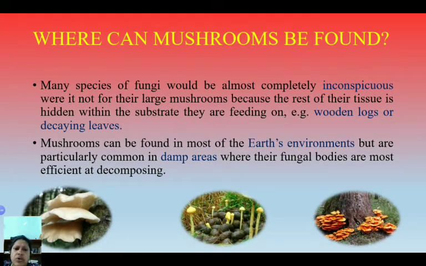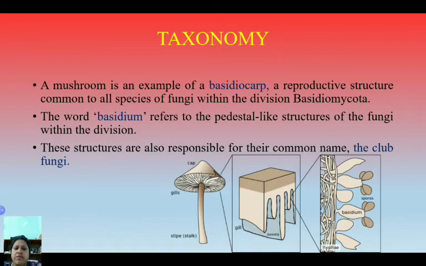So why is it growing on wooden logs or decaying leaves? Because it doesn't have chloroplast, so it depends on other organisms for its food. That is the main thing. You can see mushrooms growing in most environments of the earth, and mostly in decomposing areas. You can see the different pictures to understand.